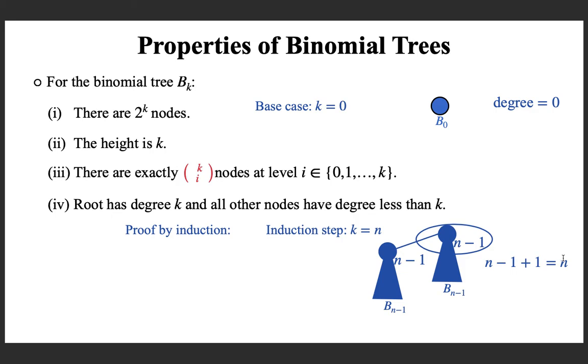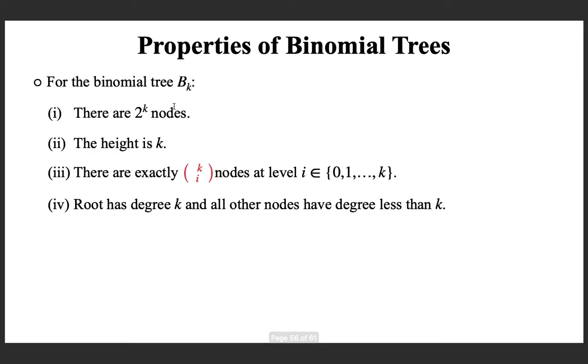So we proved the induction step: when k is n, there are n child nodes for the root node, and hence by the method of mathematical induction you can conclude that for all values of k greater than or equal to 0, if you look at Bk, the binomial tree of height k, the degree of the root node will be k.